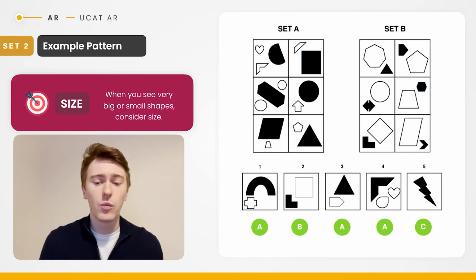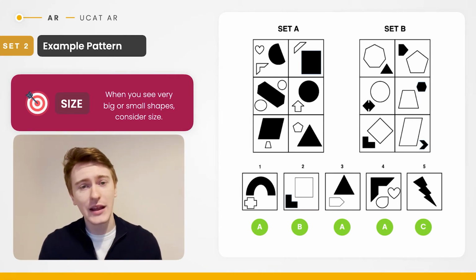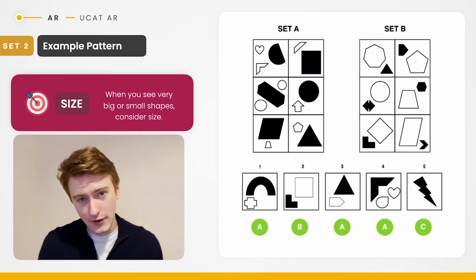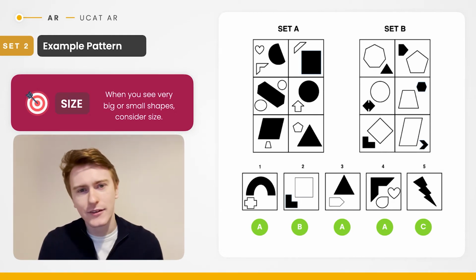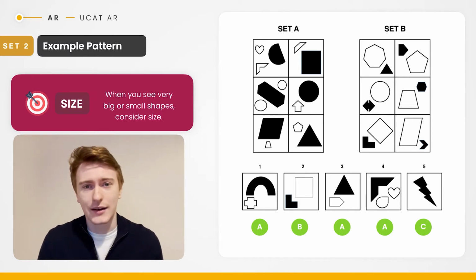So test shape number 1 belongs to set A. The big shape is black, and that's the criteria for set A. Test shape number 2 belongs to set B. The big shape is white. 3 belongs to A. The big shape is black. Now that one you could argue that there's differences between size, but actually the triangle is bigger, frankly. So that belongs to set A.